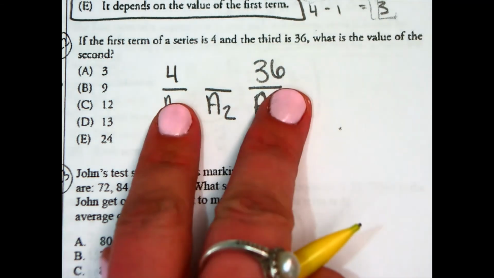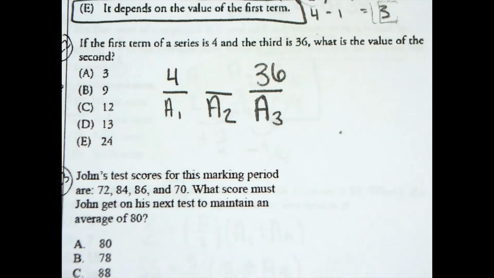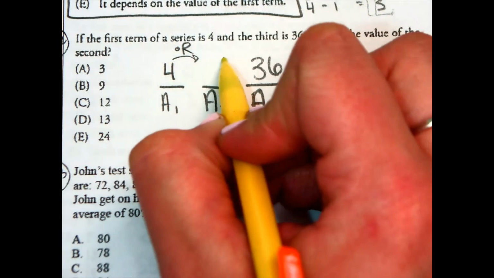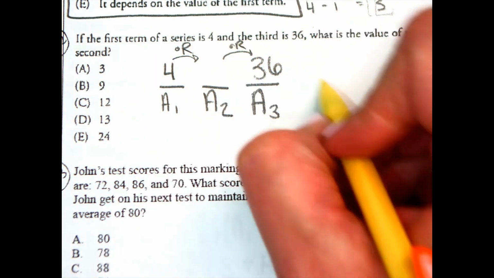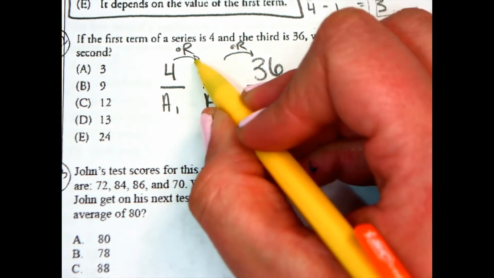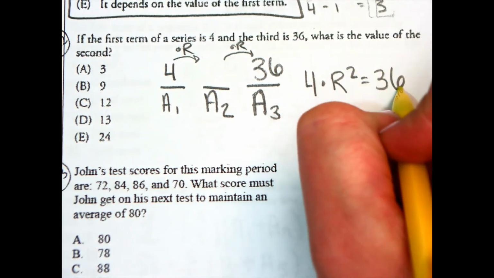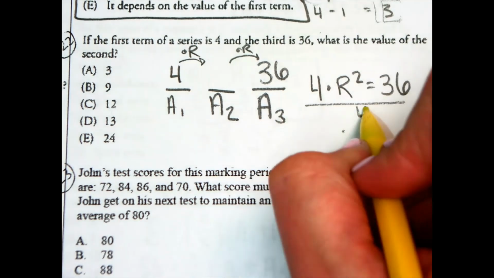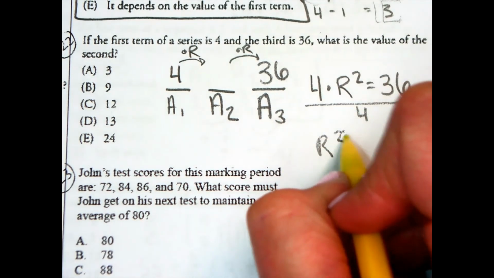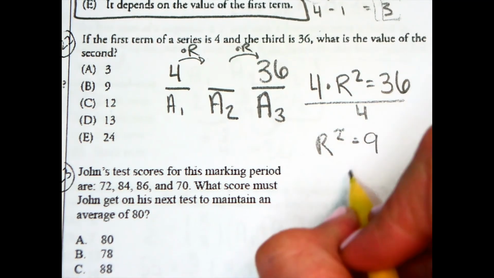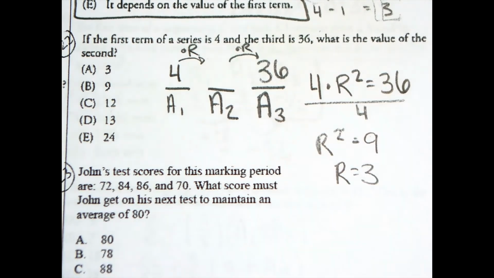I'm going to recognize, though, that 4 and 36, those actually are multiples, like 4 goes into 36 evenly. So I'm going to think in terms of multiplying. So I'm going to multiply by r. Then to get up here, I would have to multiply by r again. So 4 times r times r is 4r squared, and that's going to end up giving me 36. When I divide by 4, I get r squared equals 9. And when I square root 9, I get 3. So my r value is 3.